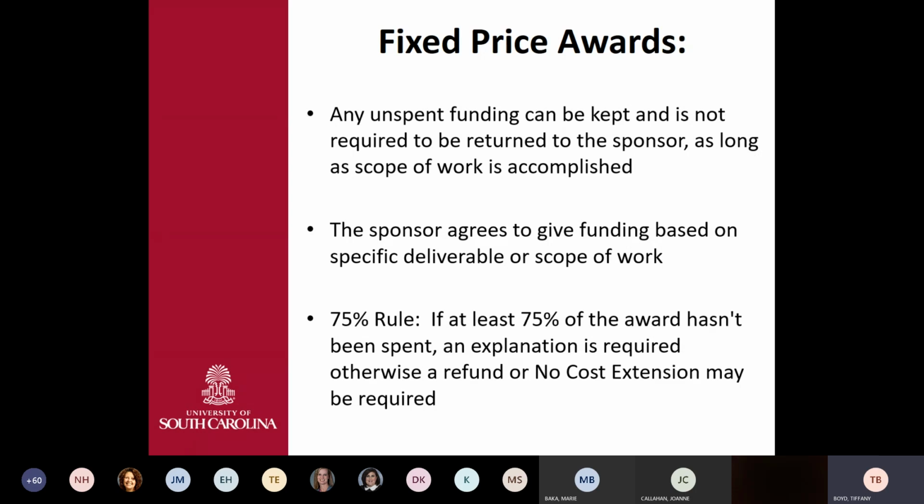So again, if they gave you 100 grand to do this particular research project or this specific deliverable, but you only spent 10,000 of it, was the scope of the work really achieved, or what changed about it to where you only spent 10% of the award? So again, make sure you're still charging the expenses appropriately so that we're getting a true picture of how much it costs to perform that research, to perform that deliverable, to perform that scope of work.